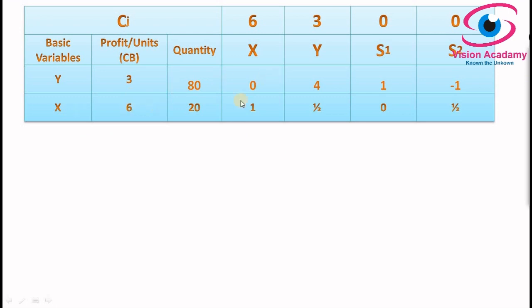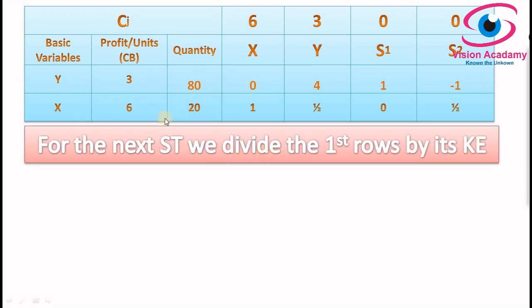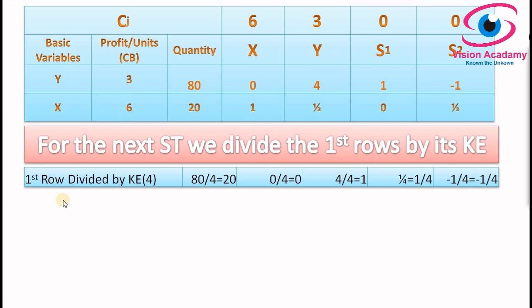These two columns I just copied, and I have replaced s1 with y as the basic variable. For the next iteration, y and x will be the basic variables. I have also considered the coefficient of y, that is 3, and all other values will remain the same. Then we have to lead to the next simplex table, next iteration. For that, we have to divide the first row by its key element for the next simplex table row. So look here, I have divided that too.